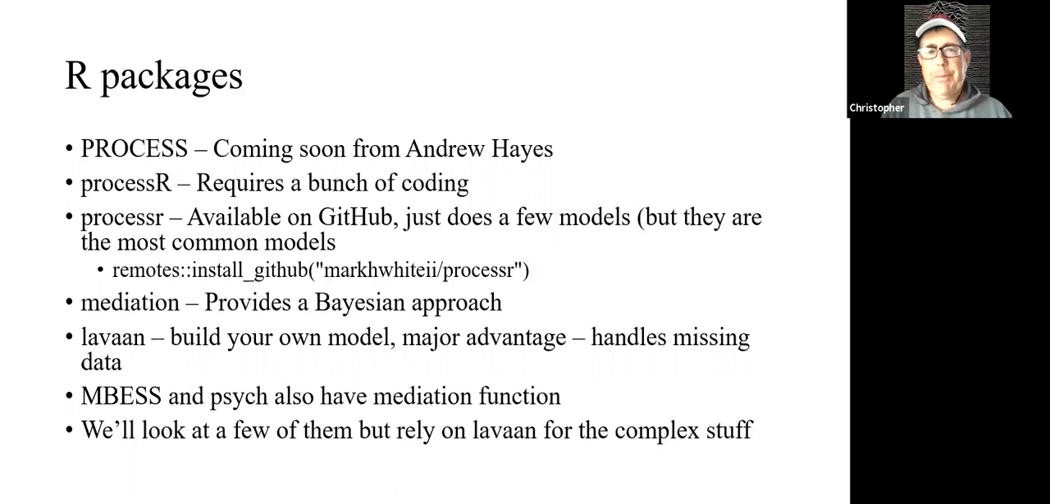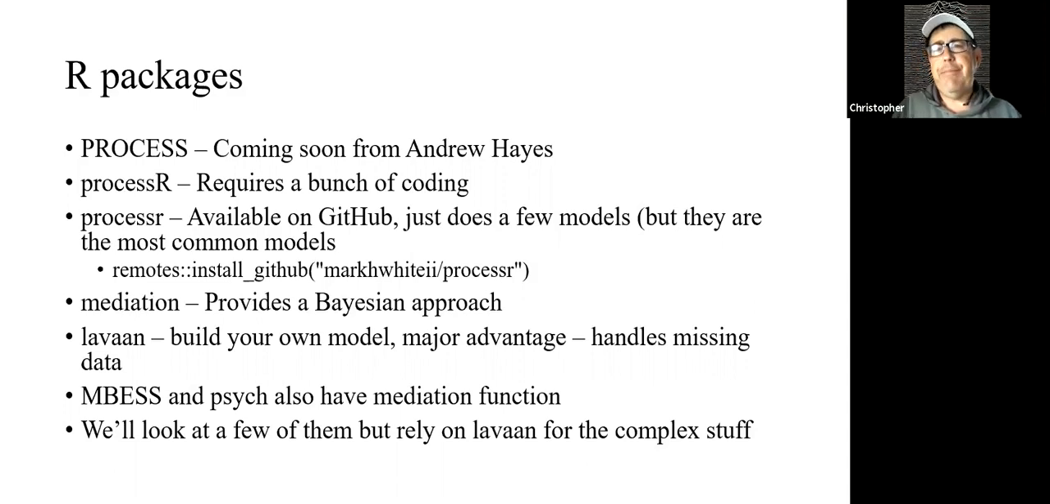There are a handful of other packages. One is called PROCESS R, that's with the capital R. I don't like this one very much because it requires that we do a bunch of coding that is basically like writing our own, which we will end up doing, but we'll use a different package for that. Then there's also one called process R, lowercase r. It's not on CRAN. It's available on GitHub. It just does a few models, but they are actually the most common models and probably the ones most commonly used. If you want to explore that, you can use the remotes package to install it from GitHub.